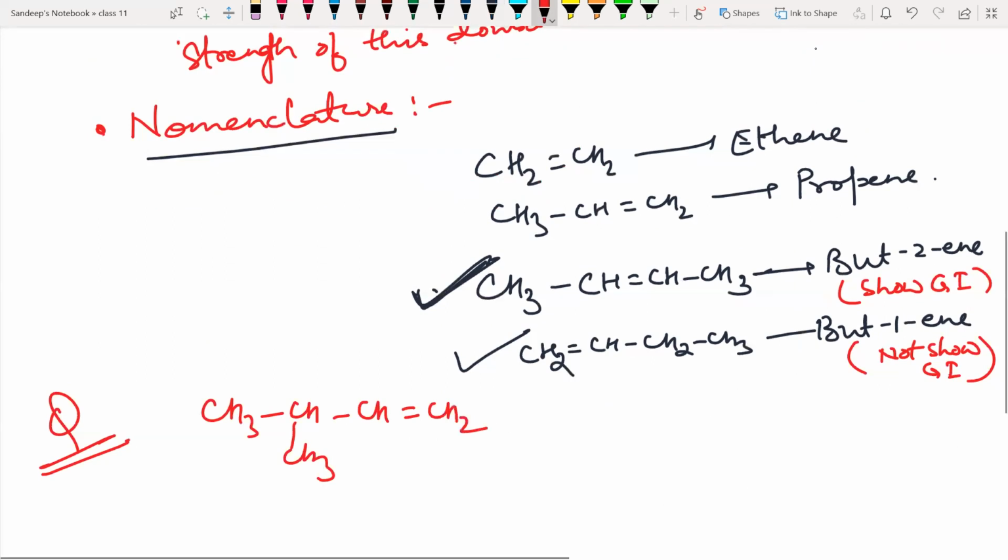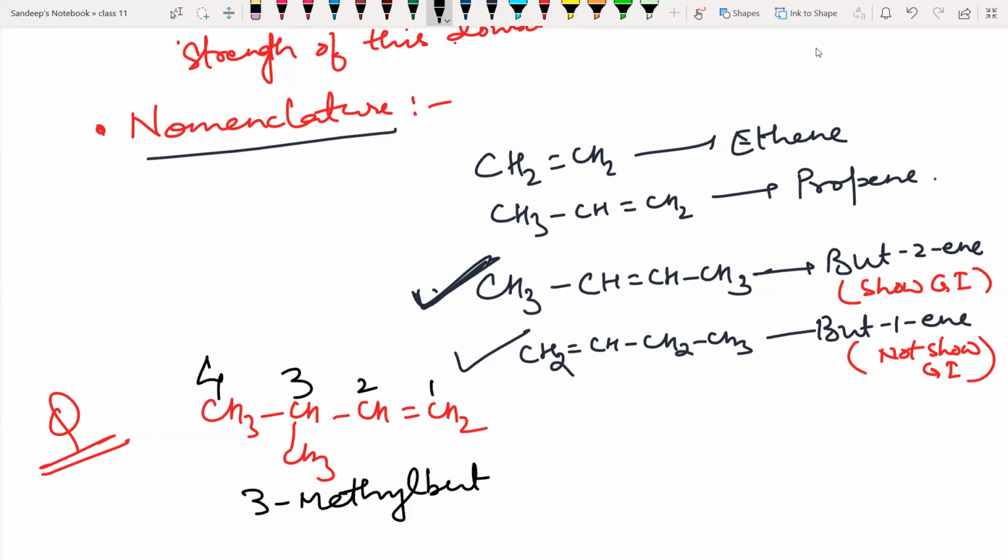So the name of this compound: you have to give priority to the double bond. So 1, 2, 3, 4, butane. 3-methyl but-1-ene. So write down.